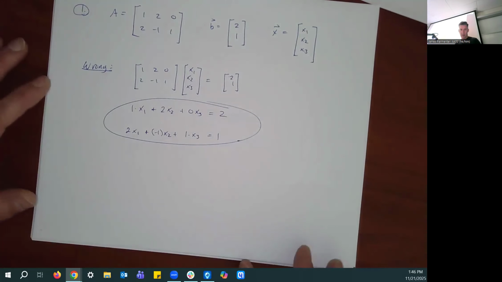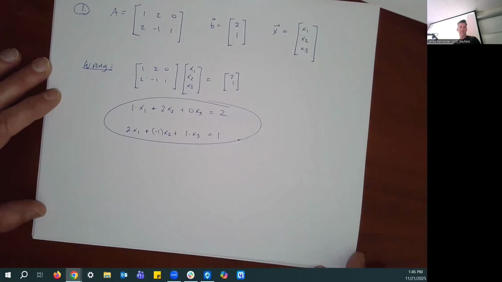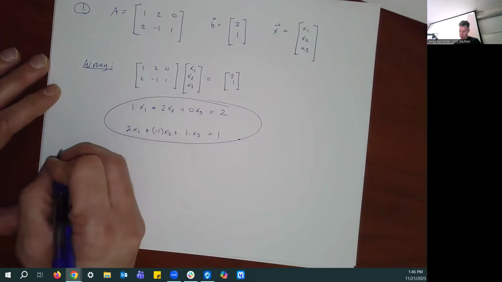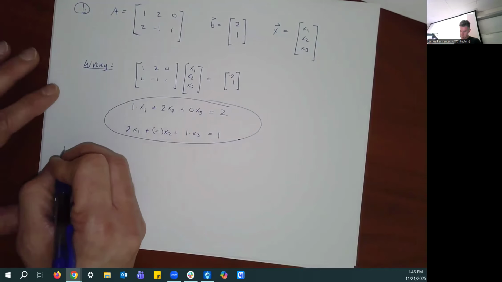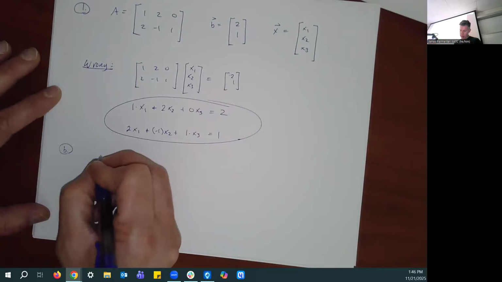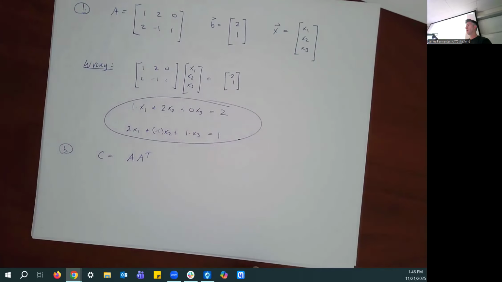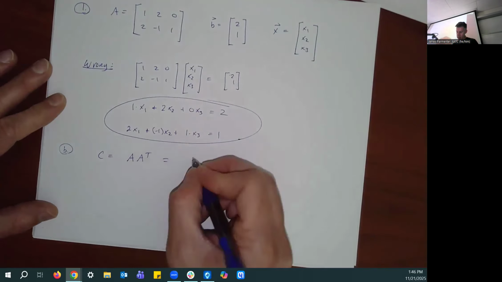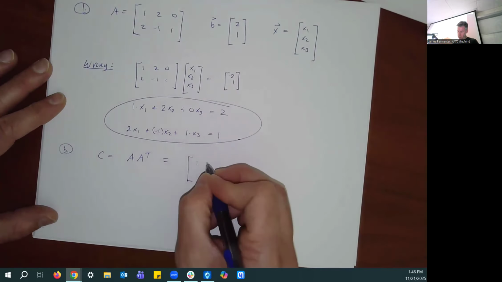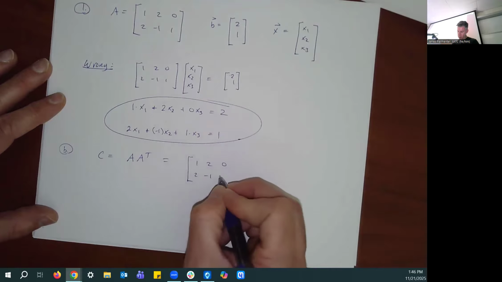Let's look at part B. Oh yeah, there's a typo. It's fine. So part B, find C equal to A times A transpose. So we already know what A is. A is just the matrix 1, 2, 0, 2, negative 1, 1.